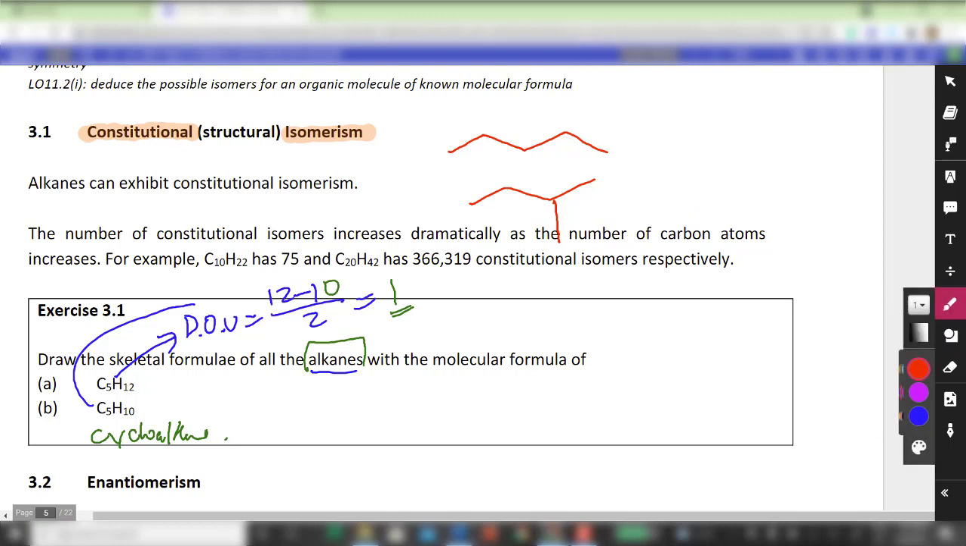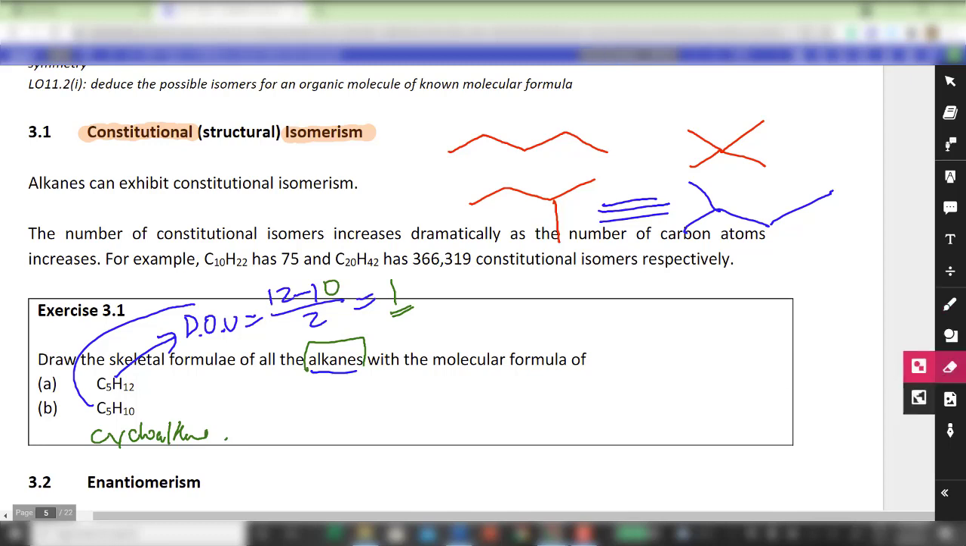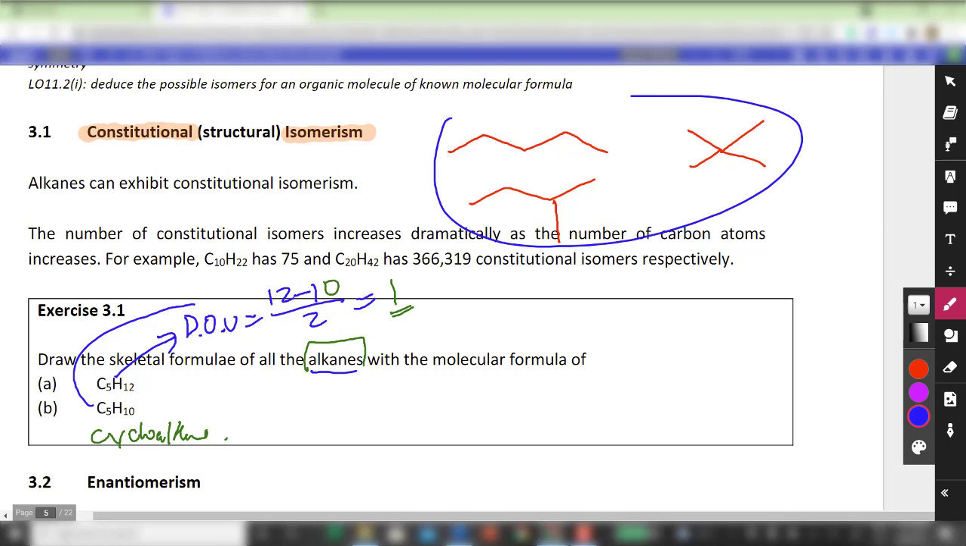And then after that, the next structure I want to look at is maybe 3 carbon, and then I branch at the same carbon, and then I branch here. Because if you are branching at the other carbon, then actually it's the same as the one on the left. Therefore there's only 3 answers to A. So these 3 will be the answer to A.